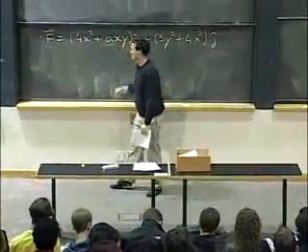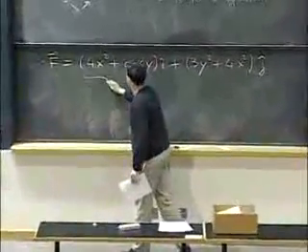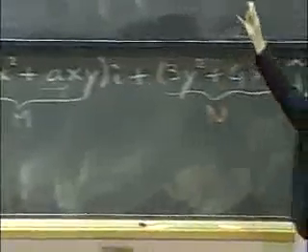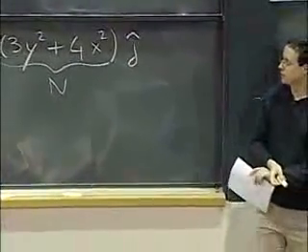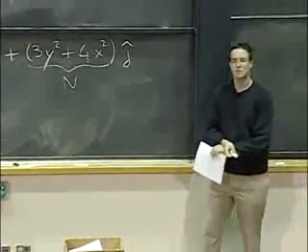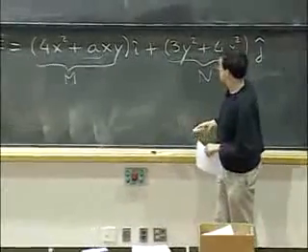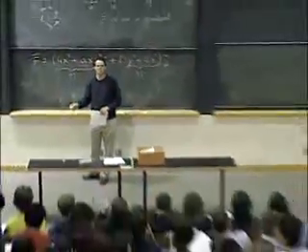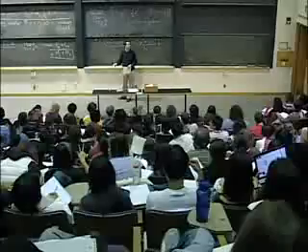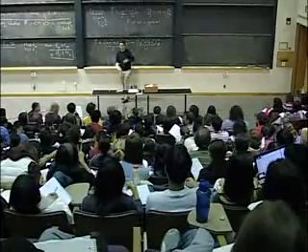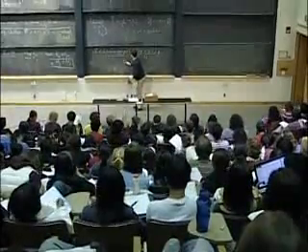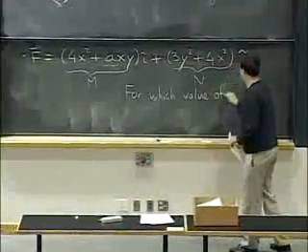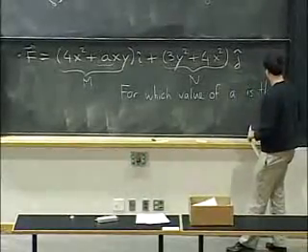Okay, so let's try to think about it. We want to call this guy M, we want to call that guy N, and we want to test M sub y versus N sub x. Okay, I don't see anyone. Oh, yeah, I see people doing it with their hands, and that works very well. So the question is, for which value of A is this a gradient?